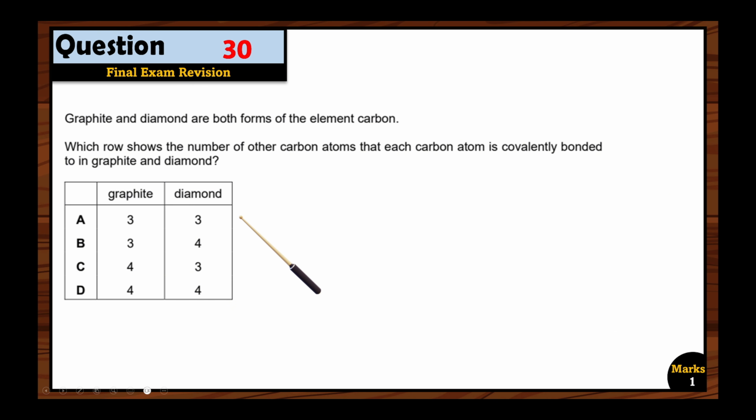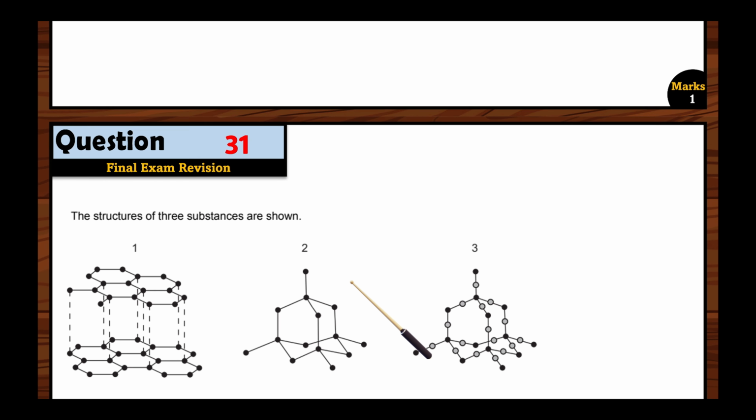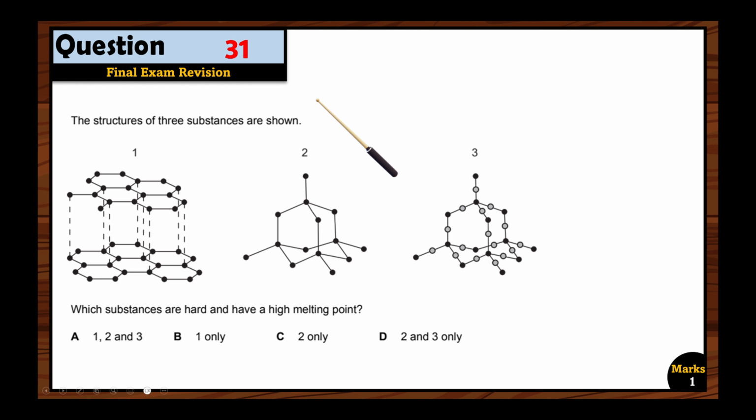So carbon in diamond will always make 4 bonds with each carbon, but graphite will only make 3 bonds. That's why option B is right. Okay. Question number 31. The structures of 3 substances are shown again here. You can see over here graphite, this is diamond, this is silicon oxide.